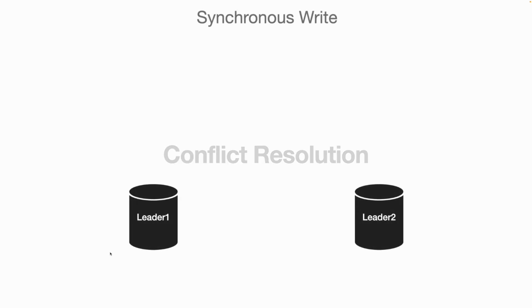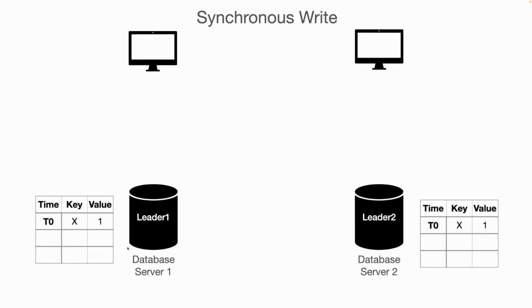Now, how to resolve these conflicts? There are multiple resolutions that we will discuss here. First is the synchronous write. Let's suppose in the same example we are using two leaders and the initial value of x equal to 1, and clients are making write requests. One client wants to update the value of x to 10, and the other client wants to update the value of x to 20 at the same time t1.